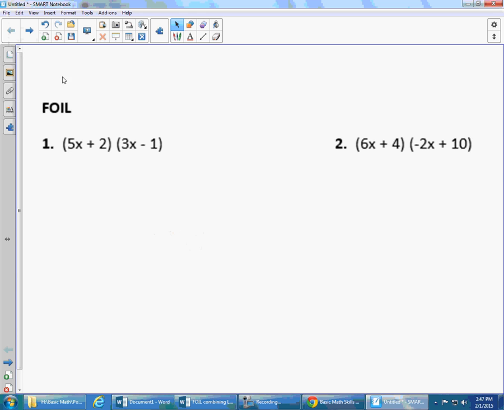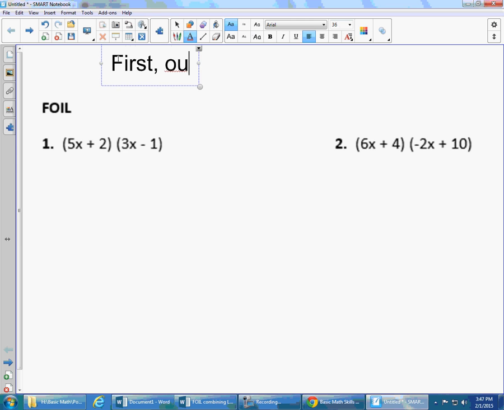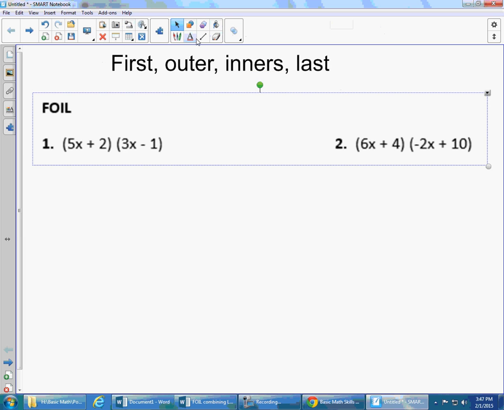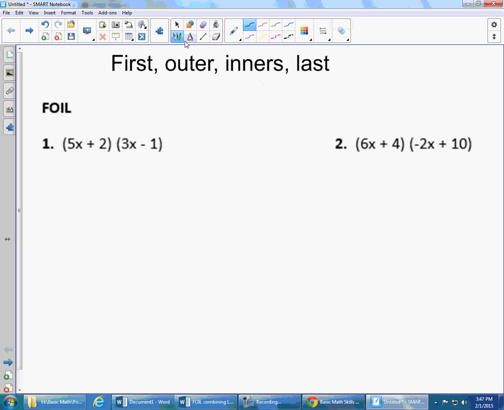All right, we are going to go over what we reviewed on Friday and learned on Thursday, and that is FOIL, which stands for First, Outers, Inners, Last. And this is when we are multiplying a binomial times a binomial, okay? So one thing we're going to do here is I'm going to show you how to do the first one, and then I want you to hit pause and try the second one.